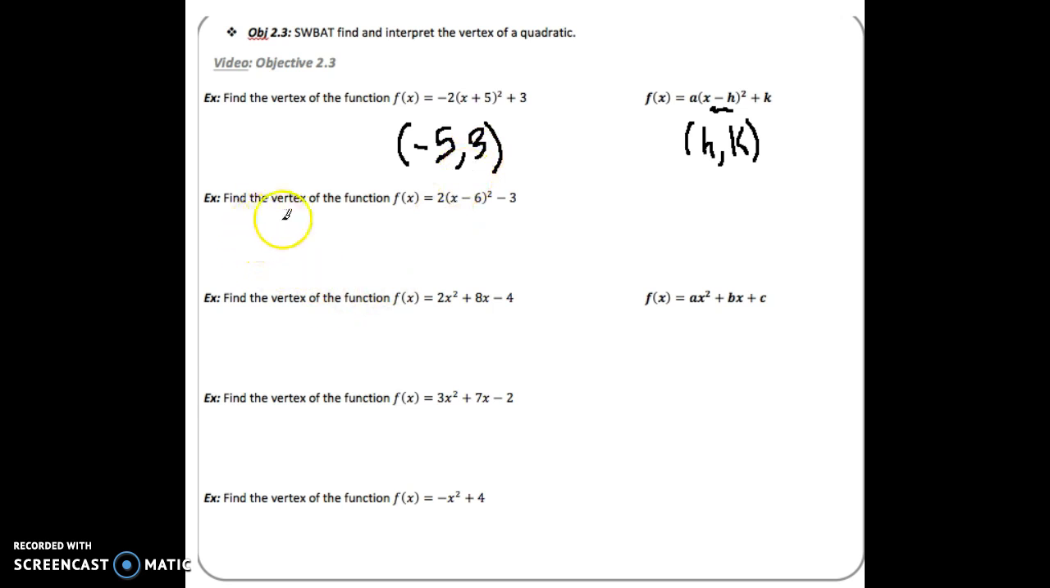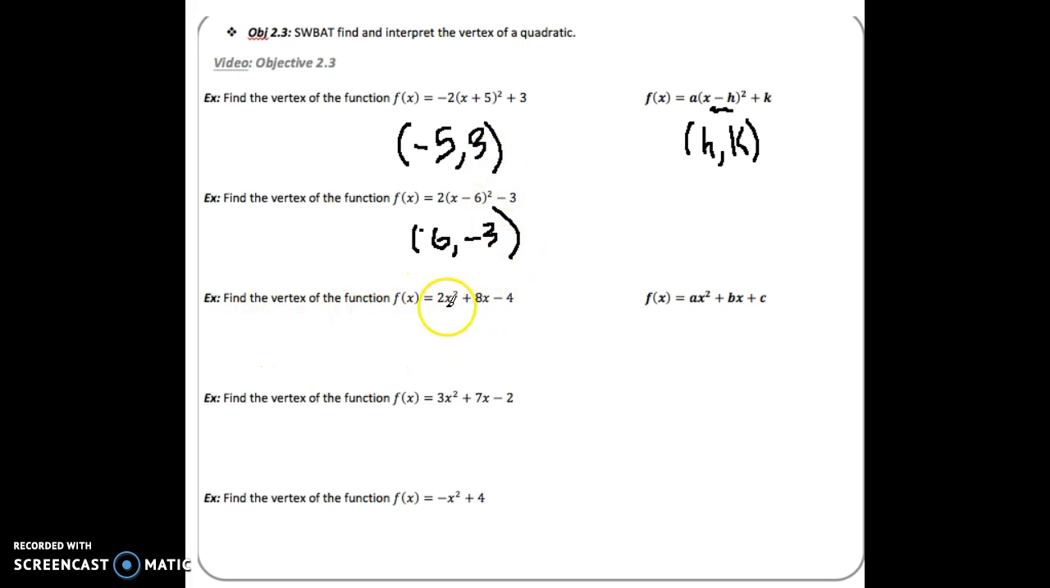Looking at the next one, find the vertex of the function f of x equals 2 times the quantity of x minus 6 squared minus 3. So same thing. In here is going to give me my x coordinate of my vertex, which is 6, and then negative 3. So it is definitely easier in vertex form.